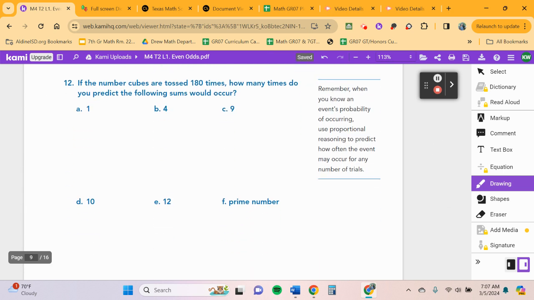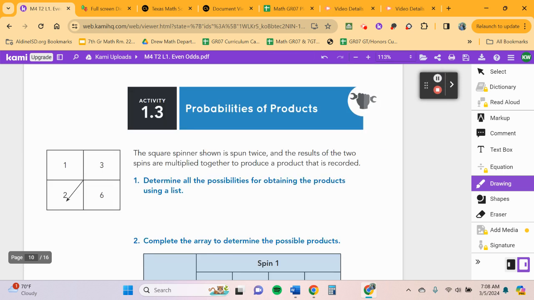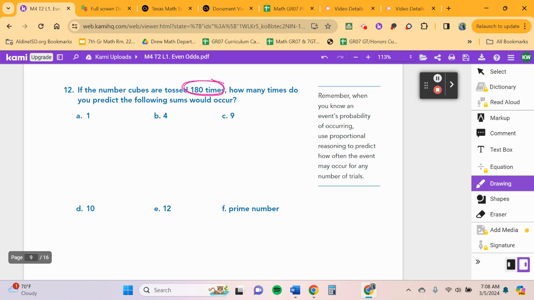Number 12 says, if the number cubes are tossed 180 times, how many times do you predict the following sums would occur? So now we're getting into that proportional reasoning, which we did with our proportions in the last activity. Let me show you how this would happen. A sum of 1, we already know would probably happen 0 times. So let's just go ahead and put 0% because we can't roll a 1, but we can roll a 4.